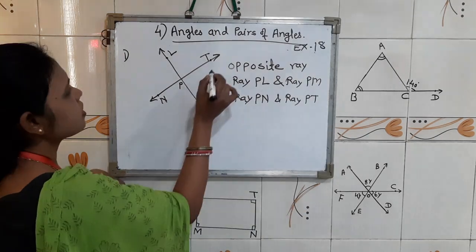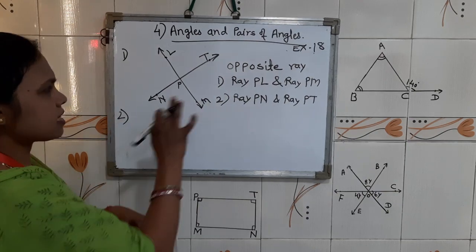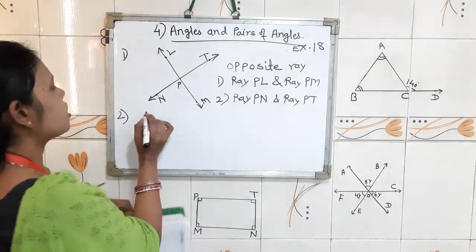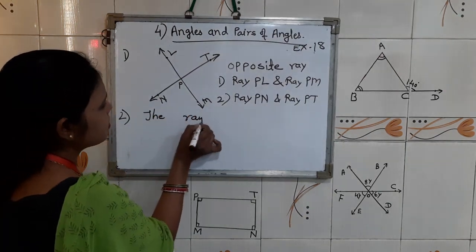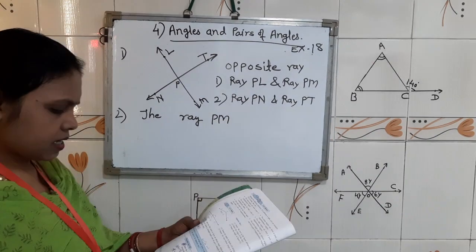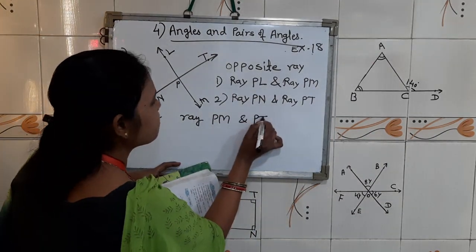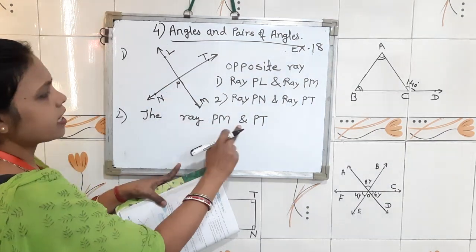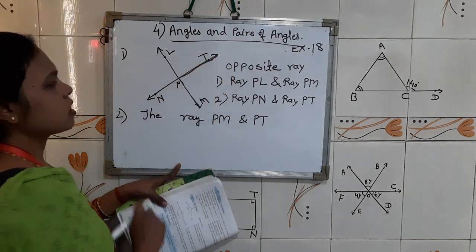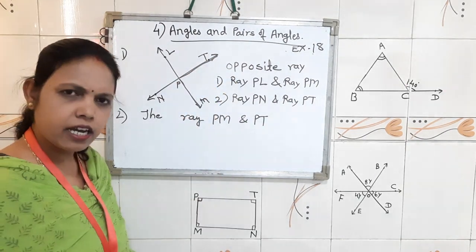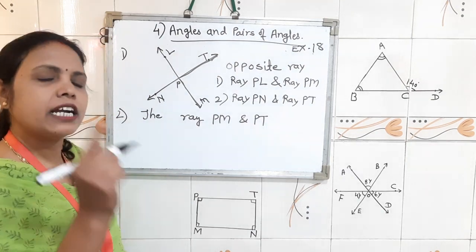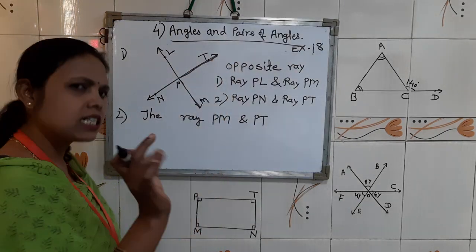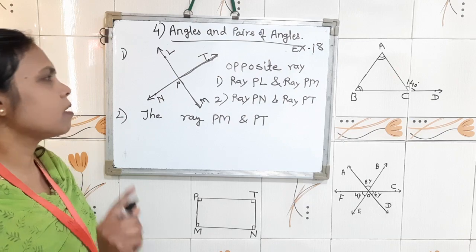Here is the question number, this first one. The second one is asked in the same question. First one, ray PM and PT. Where is PM? PM, this one. Next PT, this one. Is this an opposite ray? For opposite rays, what I told, they should be in a straight line. Are you seeing whether this one and this one are in a straight line? Of course, your answer will be no.